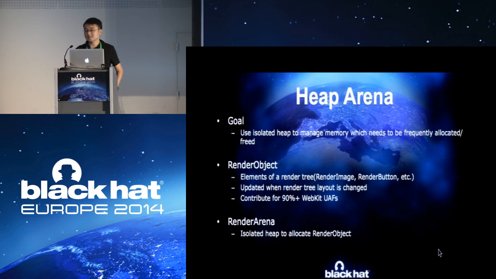The first concept is Heap Arena, which is a similar concept to IE's isolated heap. It puts all those frequently updated objects together. The typical example is the render object. The render object will be updated when the layout tree is changed, so it is updated very frequently. In our cases, based on our fuzzing tests, it contributes to more than 90% of WebKit UAFs. So you need to find a general way to exploit the Heap Arena. Otherwise, those UAFs will be wasted.